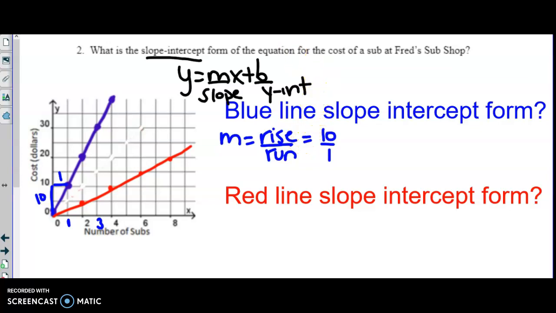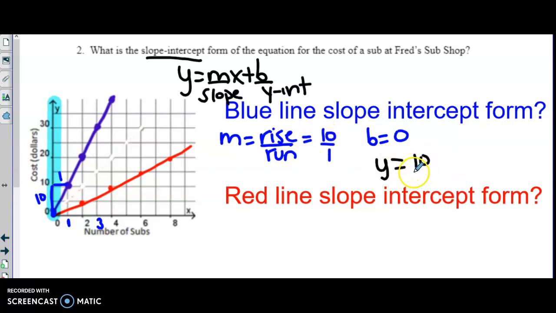And then to find the y-intercept, it's wherever it crosses the y-axis. Let me go ahead and highlight the y-axis. This is our y-axis right here. And our blue line for the sub shop, if we look, it crosses the y-axis right here at 0, 0. So my y-intercept is 0. And so then if I go to plug these into my slope-intercept form, I'm going to have y equals, my m is 10.